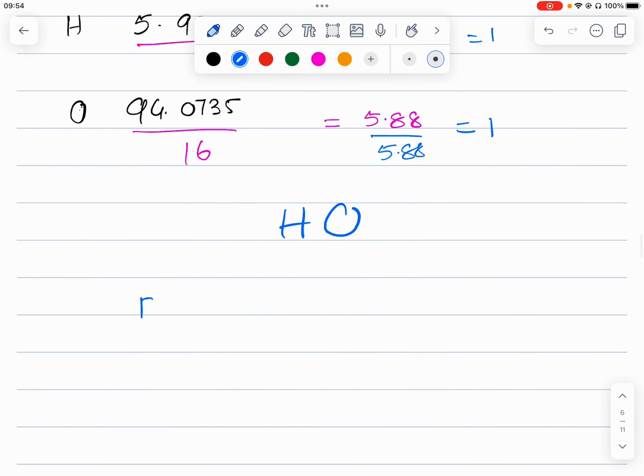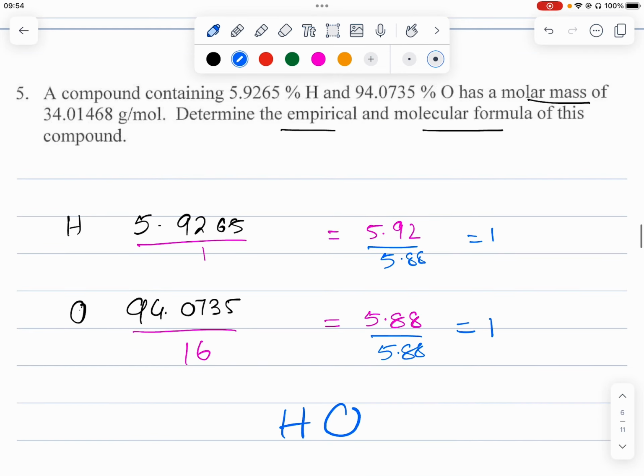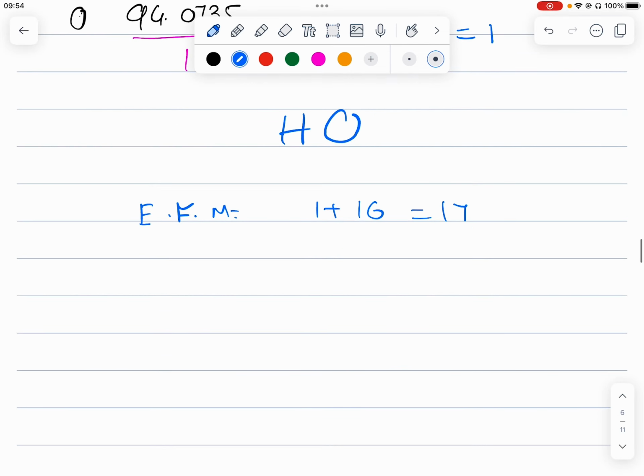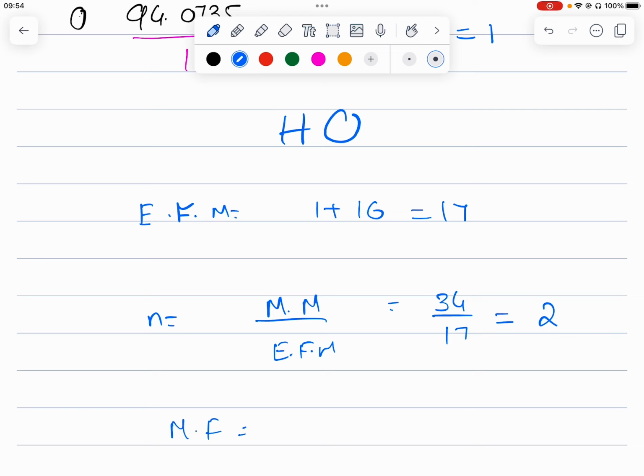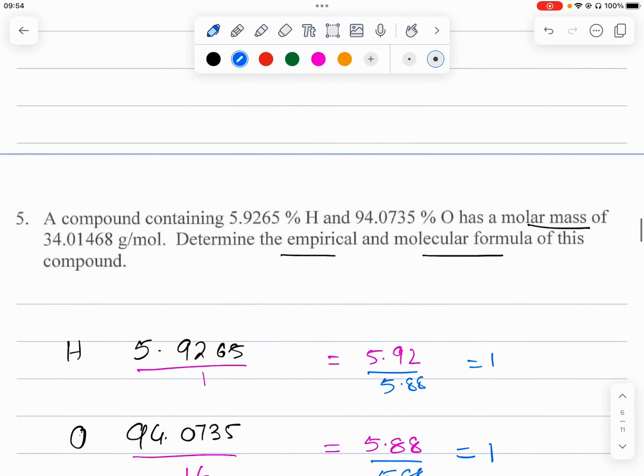Now what is the empirical formula mass? Which is 1 plus 16, which is 17. Now the molar mass. How much is the molar mass given? 34. So n equals molar mass divided by empirical formula mass, which is 34 upon 17, which is 2. So what will be the molecular formula? The molecular formula will be HO times 2, which is H2O2. That's going to be the answer.